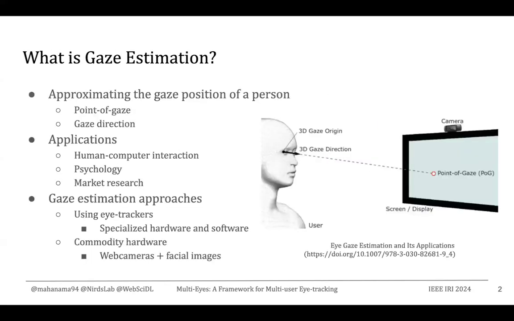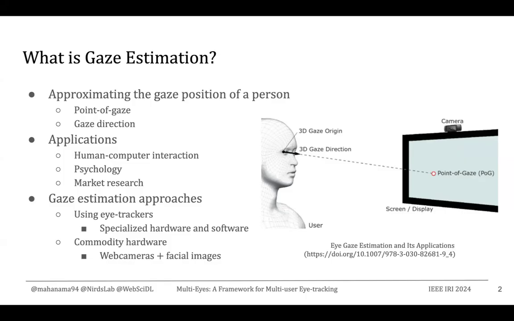So let me start with the question, what is eye tracking or gaze estimation? We can simply define it as approximating the gaze location of a person. We can express it as the point of gaze or the gaze direction of the person. Eye tracking or gaze estimation has a wide variety of applications. Some of them include human-computer interaction, psychology, and market research.